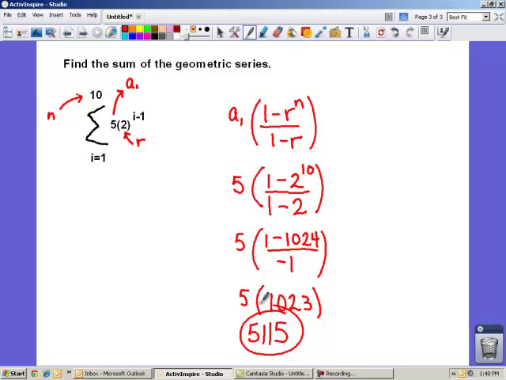And if you did it the other way, you would have to plug in 1 for i, 2, 3, 4, 5, all the way to 10, get all of those answers, and then add them up, which is fine. You'll get the same. It's just a little bit more work.